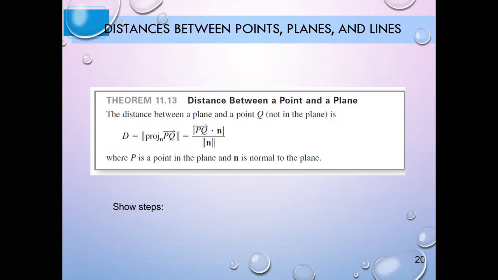All right, so here it is. Distance between a point and the plane. Here's the formula. It's just the length of the projection of PQ onto N, where Q is the point and P is a point in the plane.